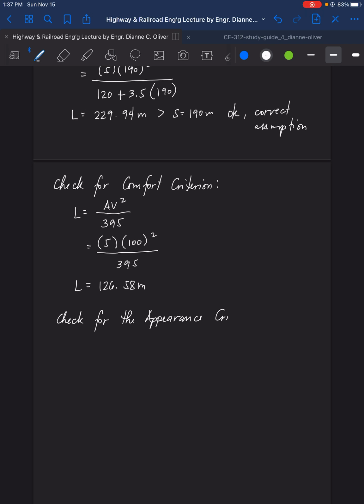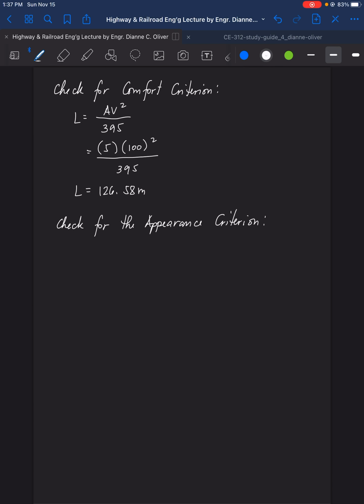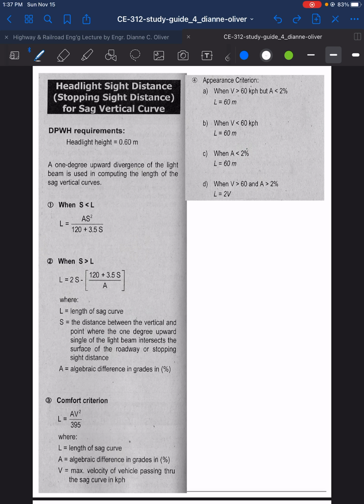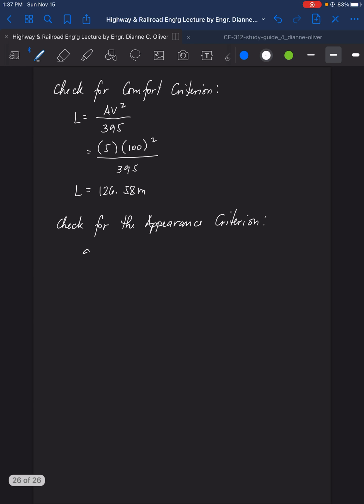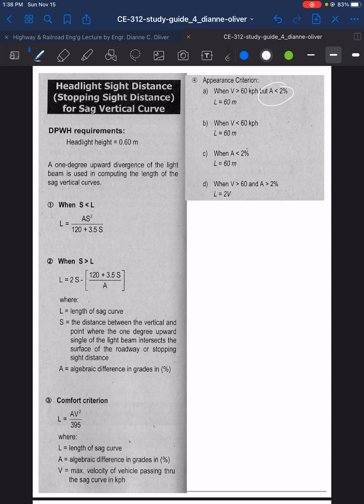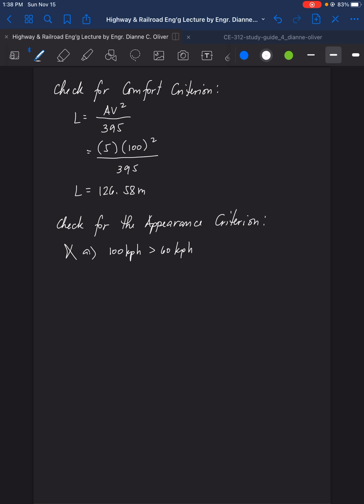Now next, let's check for the appearance criterion. For the appearance criterion, again, we will check them one by one. For letter A, it says here when V or the design speed is greater than 60. Now our design speed for this problem is 100. So okay, that is correct. 100 kph greater than 60 kph. Now for the A, it says there A is less than 2%, but our A in the problem is 5%, so we will not be going to use A.